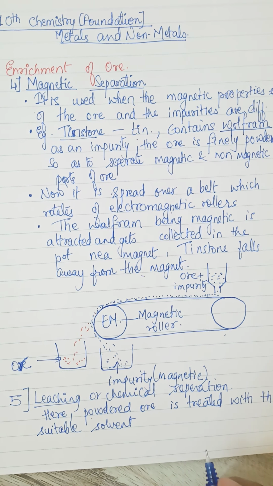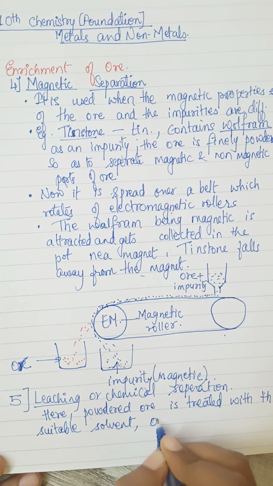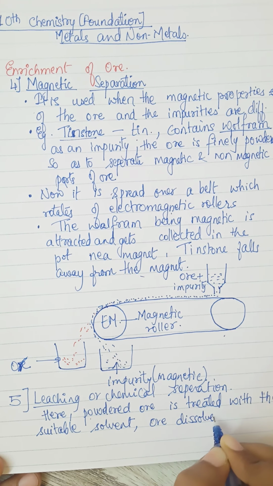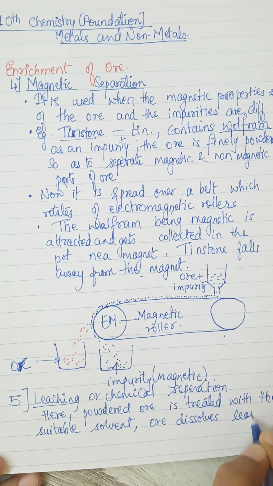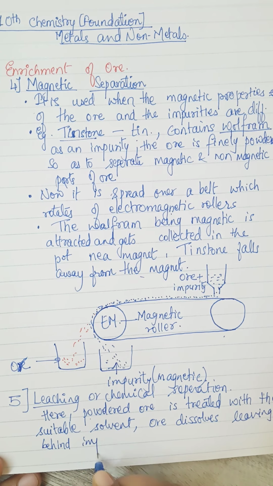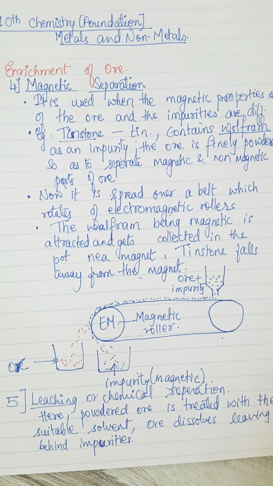So when we add a suitable solvent to it, the ore will dissolve, leaving behind impurities. So impurities can be easily removed, that is, filtered out.